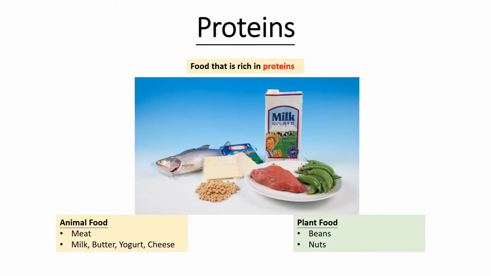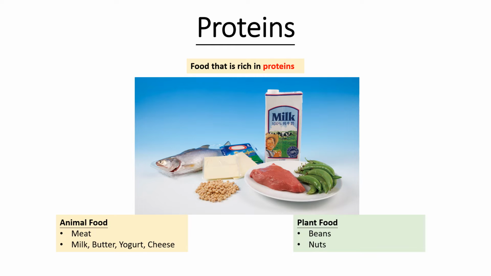From the name, you would know that proteins are rich in eggs, but mainly in the egg white. Animal food is the main source of proteins. So meat, because our muscles, meat is actually a piece of muscle, right? And our muscles are actually made up mainly of proteins. Milk and also dairy products are rich in proteins.